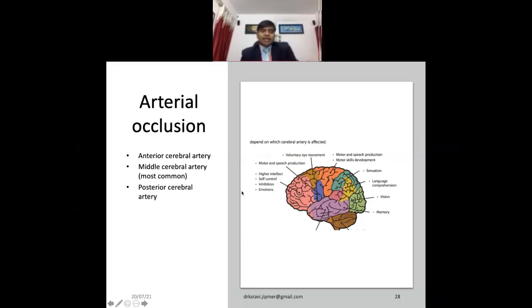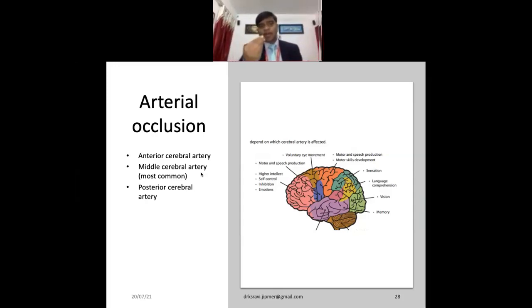Now, when you see this, I said there are three chief arteries. One is the anterior cerebral artery, another is the middle cerebral artery, right? Already I said that most of the lesions will be in the middle cerebral artery, which is most commonly affected. Why? One, I said that it covers the major portion. The second thing, if you remember, the middle cerebral artery is the direct continuation of the internal carotid artery. So whatever the blood flow, it is coming directly into the middle cerebral artery.